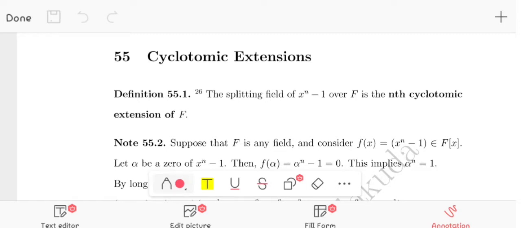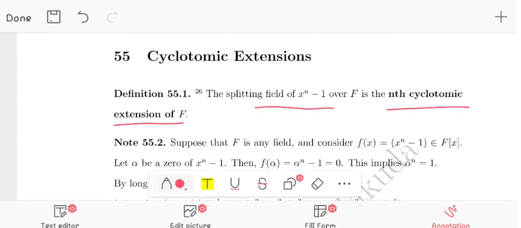Hello all. So today we're going to discuss the topic cyclotomic extensions. First of all, we have the definition of the nth cyclotomic extension of F. The splitting field of x raised to n minus 1 over F is the nth cyclotomic extension of F.